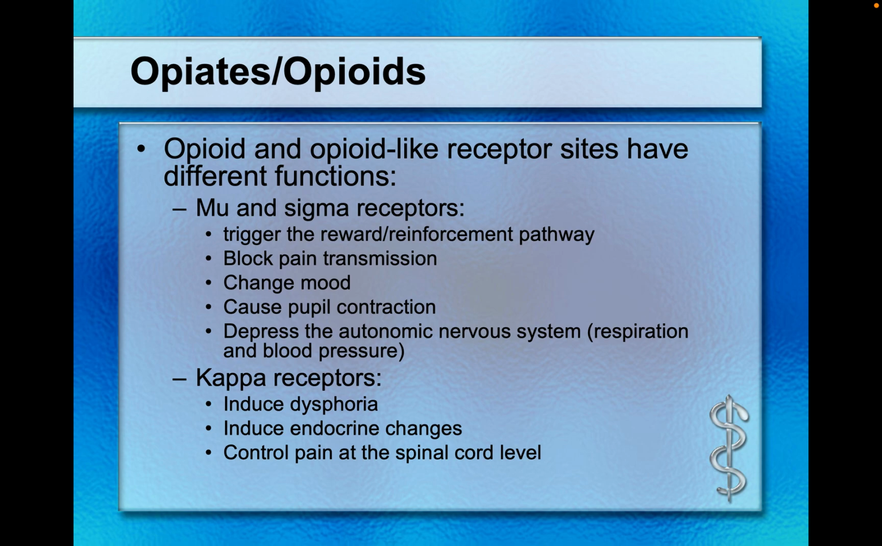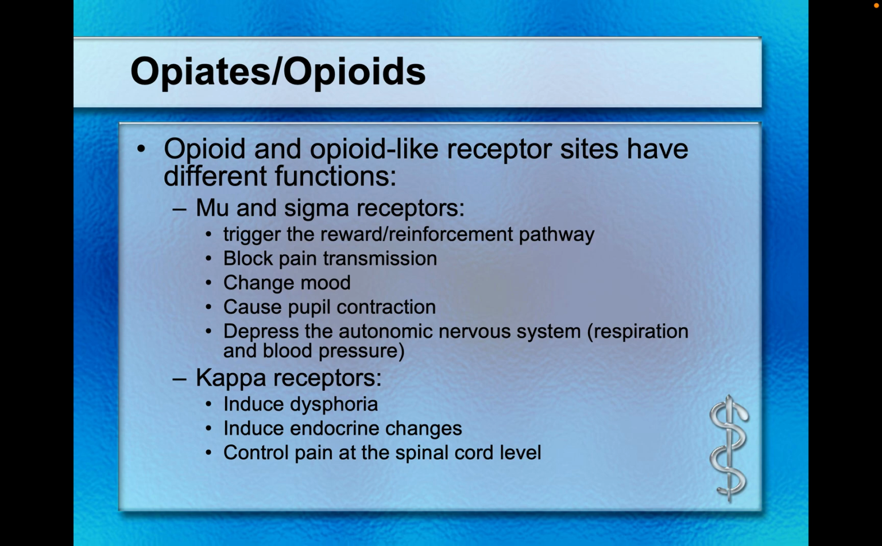It causes pupil contraction. Now, this is really kind of interesting because when working in the emergency room, if somebody comes in and they have low blood pressure and they have shallow breathing, the first thing you do is open up their eyes to see how large their pupils are. If they have pinpoint pupils, it means that they are potentially overdosing on heroin or an opioid.